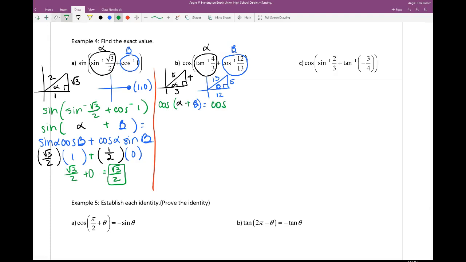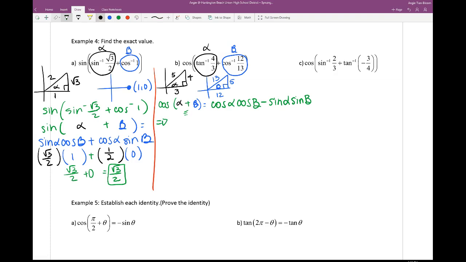Cosine of alpha times cosine of beta. In cosine, we switch, okay? If it's positive here, we make it minus here. Sine of alpha times sine of beta. All right, now we will just go and look at the triangle.